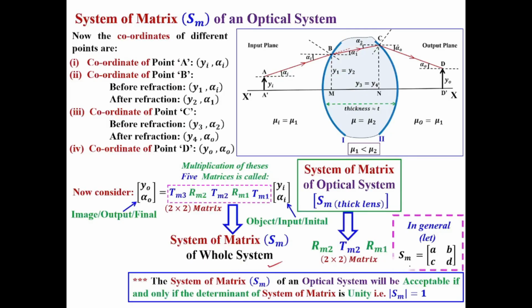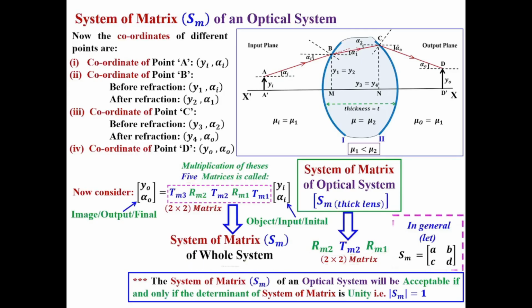In general, it is represented as A, B, C, D, 4 elements in matrix form, because if I multiply 5 matrices, we also get a 2 cross 2 matrix. The final matrix will be a 2 cross 2 matrix, because each and every matrix is a 2 cross 2 matrix. This one, T M3, is also 2 cross 2, R M2 is also 2 cross 2. So after multiplication of these 5 matrices, the final matrix will also be a 2 cross 2 matrix. Similarly, if I multiply these 3 matrices, the SM for the thick lens is also a 2 cross 2 matrix, as we discussed in our last class.